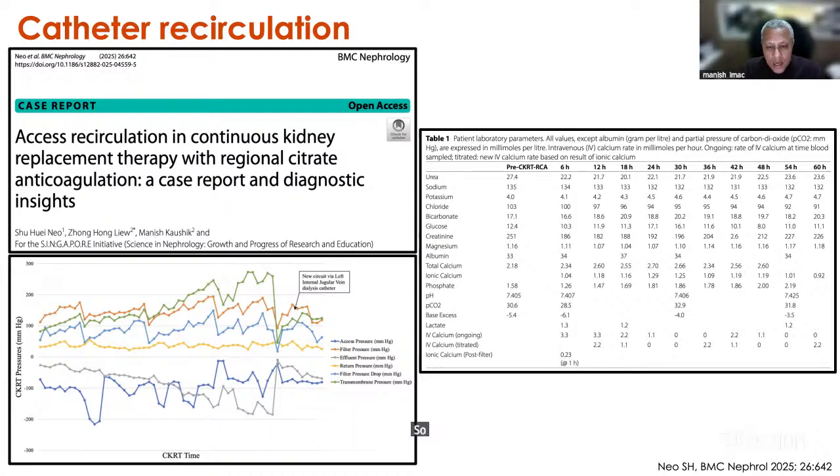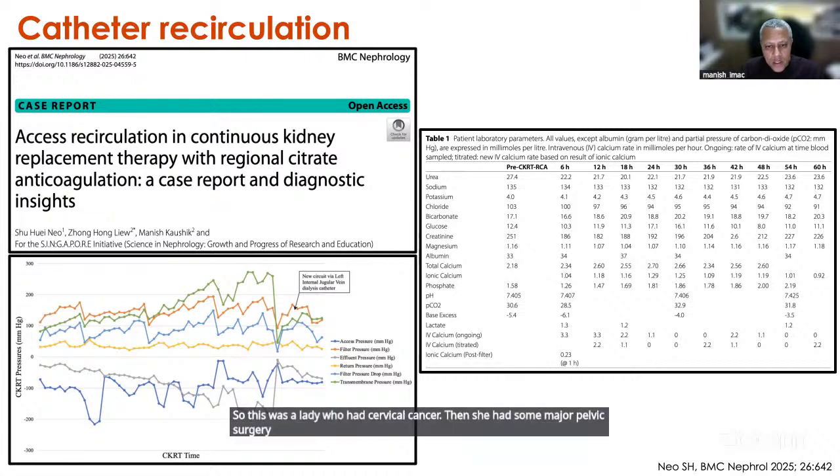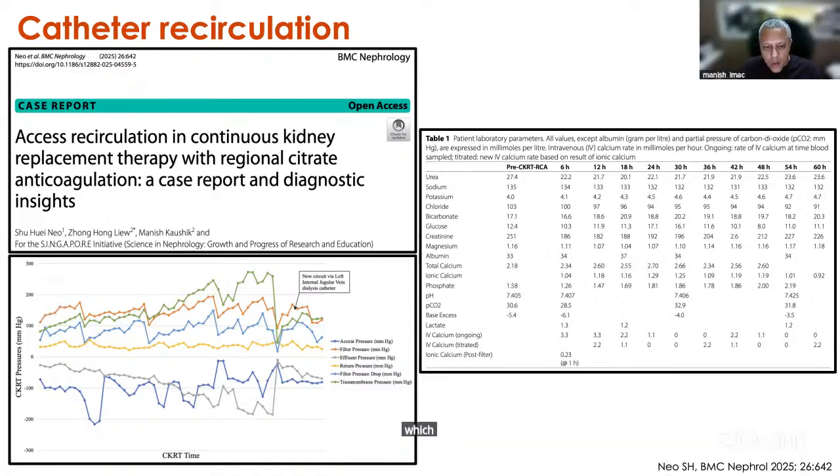So this was a lady who had cervical cancer, then she had some major pelvic and abdominal surgery done. Initially, this patient, of course, was hemodynamically compromised and landed up in the surgical ICU after having a right IJ catheter, through which she was undergoing CRRT with citrate anticoagulation.